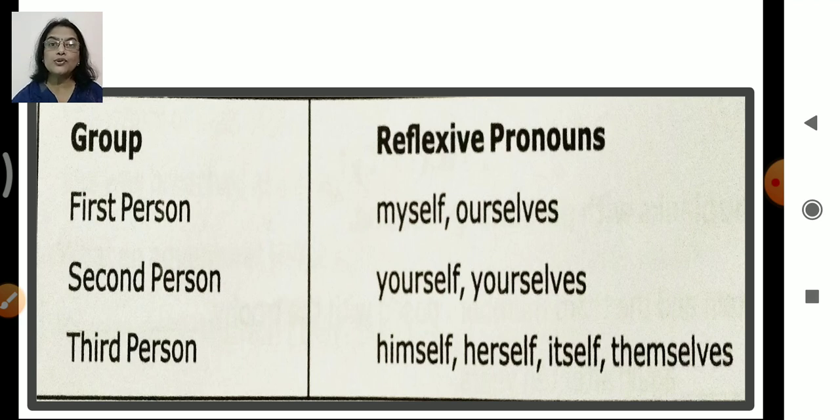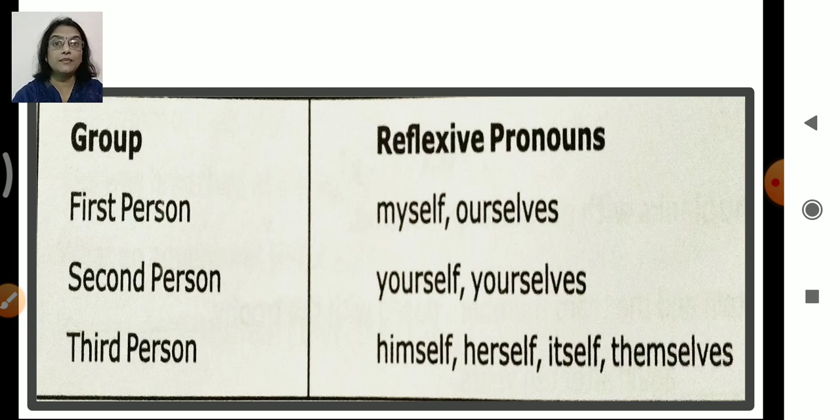Okay. Now how to use them? Again we have a group here. Again this chart is there in your book. So just go through it again. Okay. First person. You know what is first person, right? So whenever first person is referred, we will be using myself or ourselves. Myself is singular, ourselves means plural. Second person, whenever second person is referred to, you will say yourself or yourselves. And third person, himself, herself, itself or themselves.